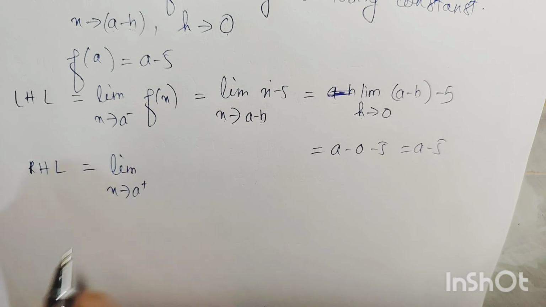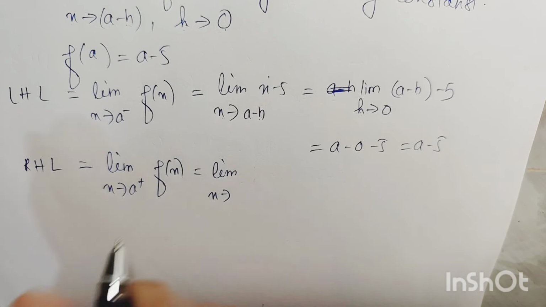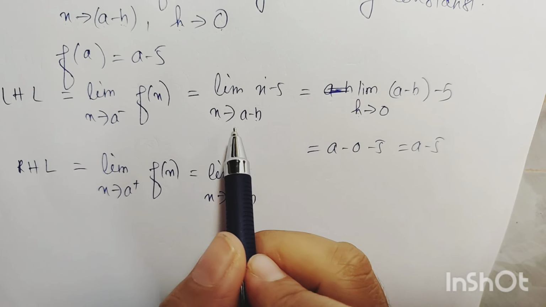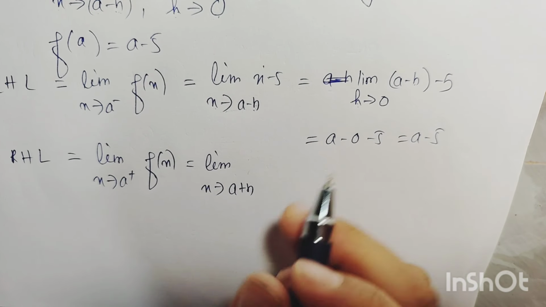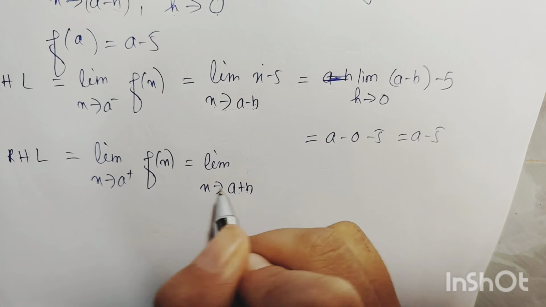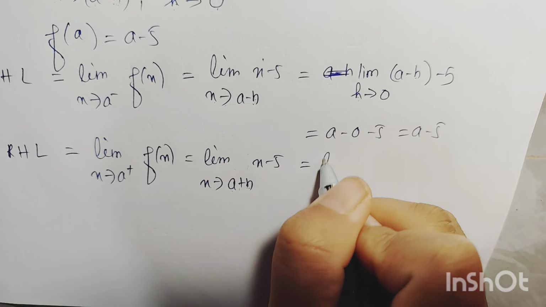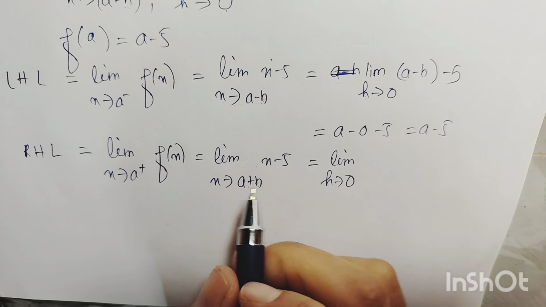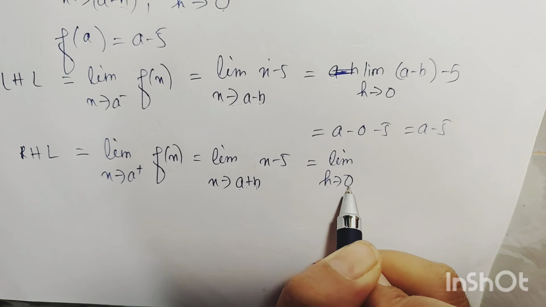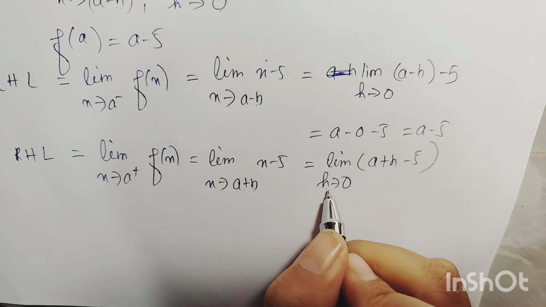The right hand limit equals the limit of x tending to a plus of f of x, so x tends to a plus h. Left hand limit is a minus h, and right hand limit is a plus h. The function x minus 5 at the x value a plus h gives the limit of h tending to 0 of a plus h minus 5.